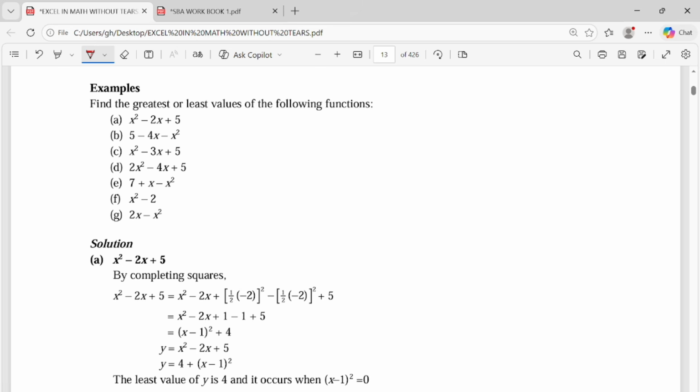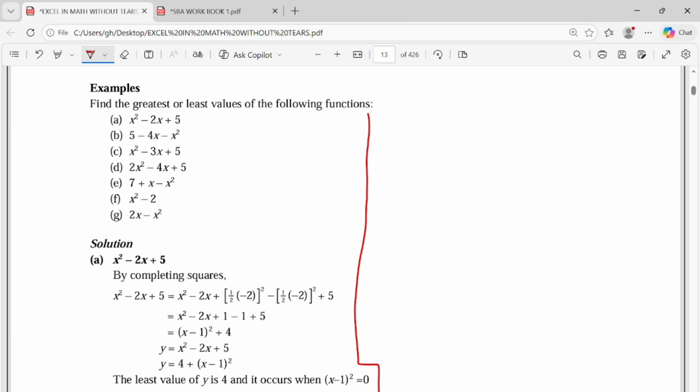It is very simple. For part A, you're given x squared minus x plus 5. For me to find the least or greatest value, I'll complete the square. In our first minutes, we looked at the completing square method. For you to complete the square, you must ensure the coefficient is right. If this is your equation, let me try to write it here.